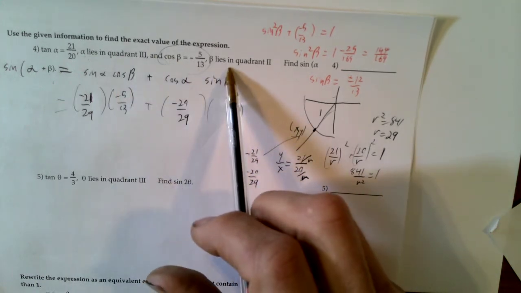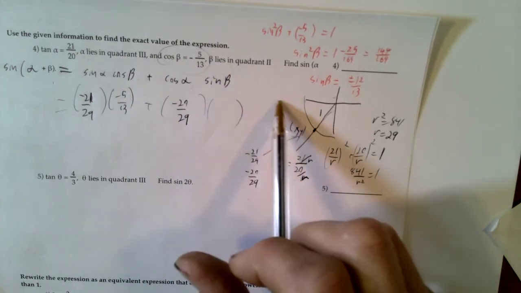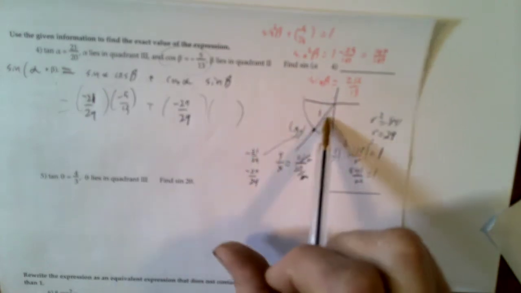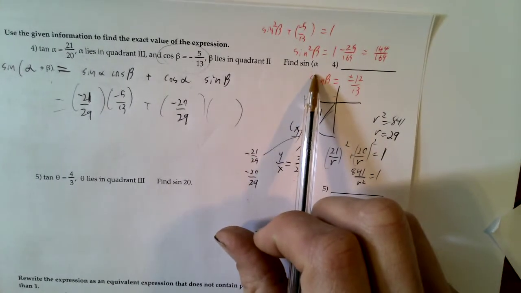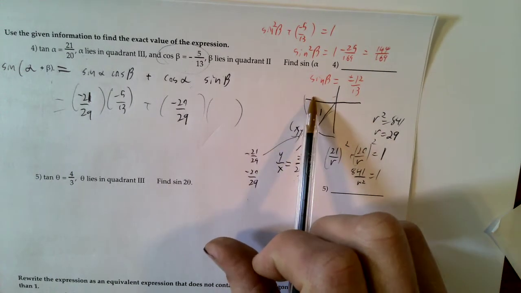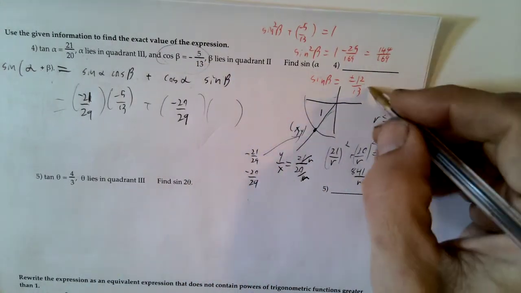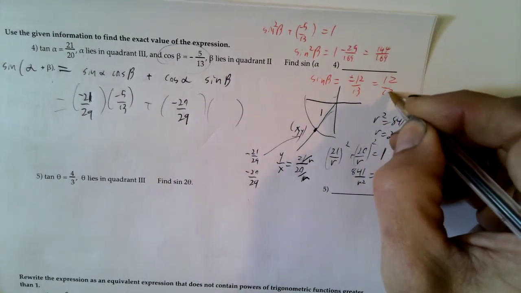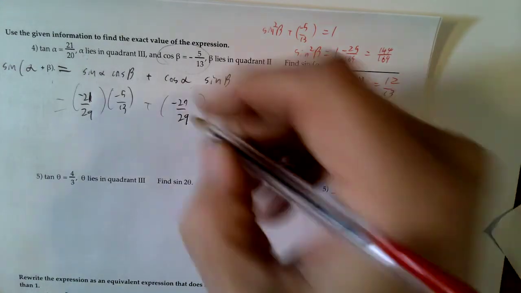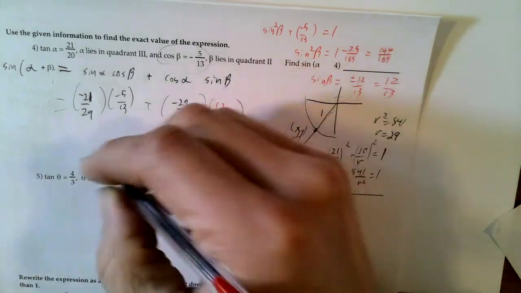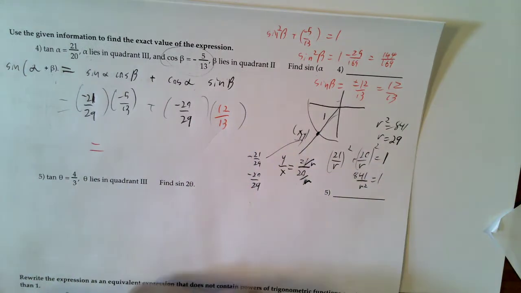Beta is in quadrant 2. Beta is the one I'm working on now. That means x is negative and y is positive. It means cosine's negative. Sine is positive, so this is actually going to be positive 12/13 because of the quadrant we're in. So that's what goes here. And then it's just putting those together to get the value that we're looking for.